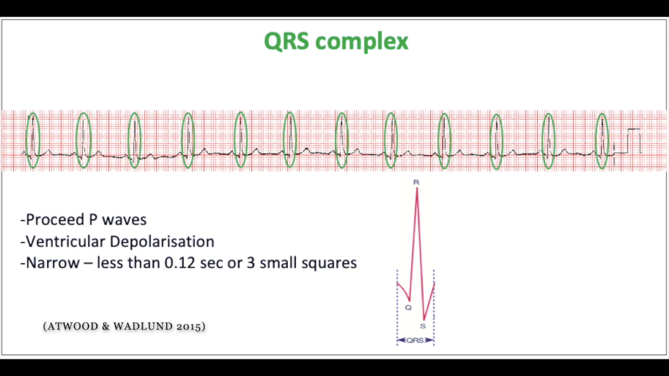Now we'll have a closer look at the sharp peaks of the ECG, which are known as the QRS complex. This represents ventricular depolarization and concurrent contraction of the ventricles. QRS complexes precede P waves and should be narrow, with a width of less than 0.12 seconds or 3 small squares. As you can see, the waveform for the QRS complex is much larger than the P wave. This is because the mass of the left and right ventricles is far larger than the atria of the heart. Therefore, a larger depolarization event is required for contraction.